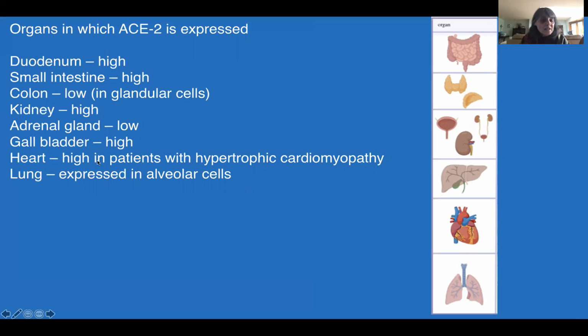Interestingly, in the heart, ACE2 levels are high only in patients who have hypertrophic cardiomyopathy. So people who have heart conditions are more likely to develop serious COVID-19. And in the lung, the ACE2 is not expressed in all of the cells, but it is expressed in a cell type that's called alveolar cells. So that also is another reason that the virus can cause such serious pulmonary problems.